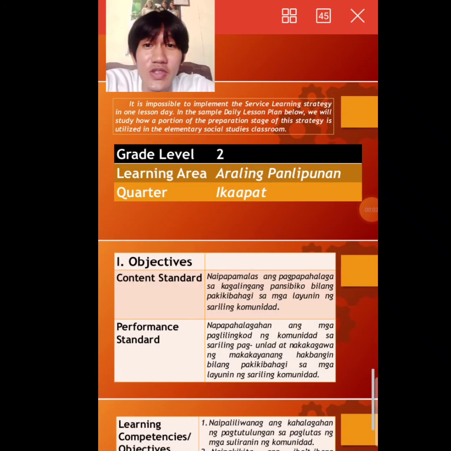Dito naman sa part na ito, sinabi dito na it is impossible to implement the service learning strategy in one lesson day. In the sample daily lesson plan below, we will study how a portion of the preparation stage of this strategy is utilized in the elementary social studies classroom.